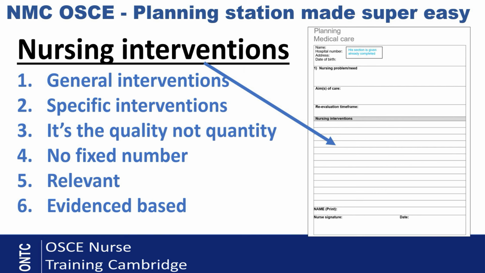Say you're talking about prevention of malnutrition as your aim, but you haven't written about monitoring and recording oral intake in a chart. Now that is a very important intervention for preventing malnutrition, and if it's not there, of course it will be a critical fail. So it's not about how many, it's about what is important.